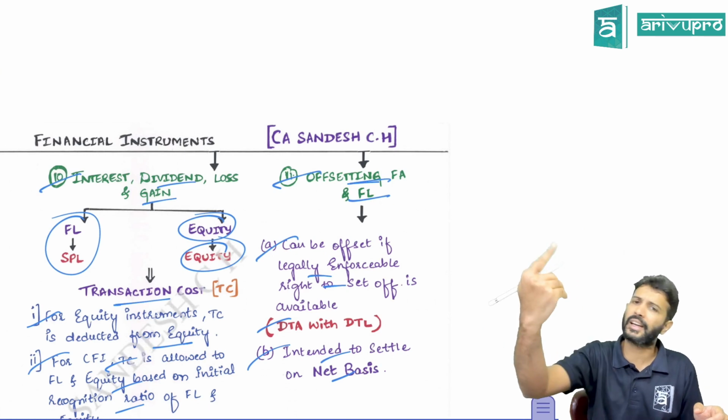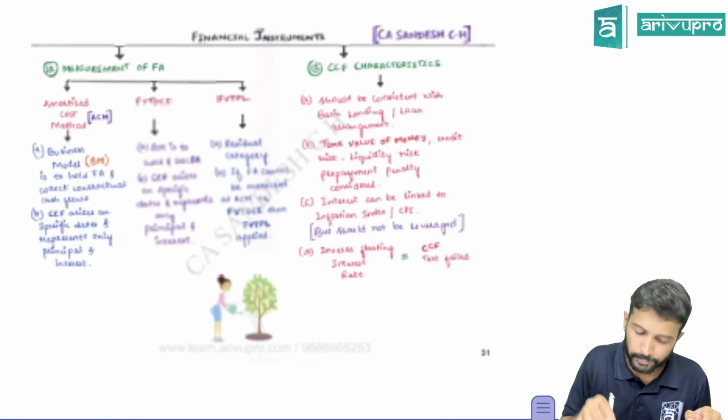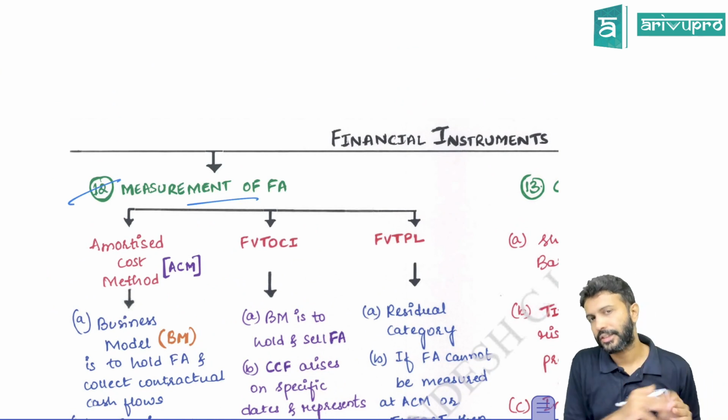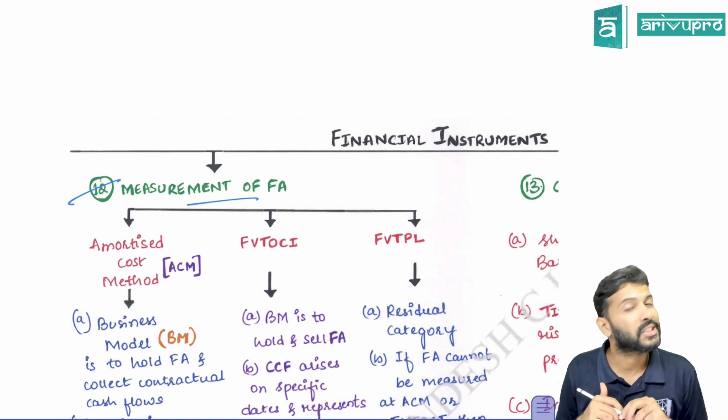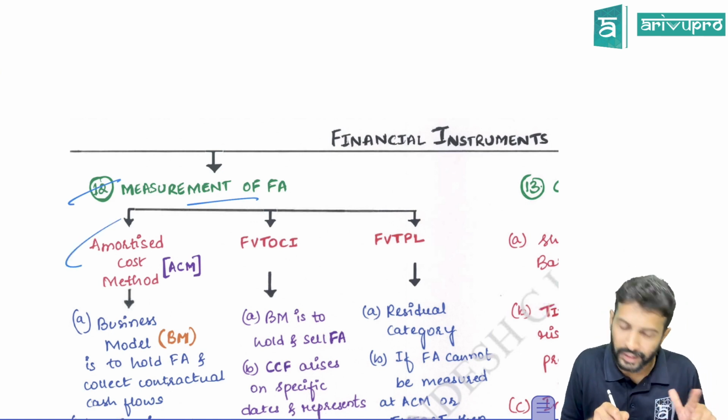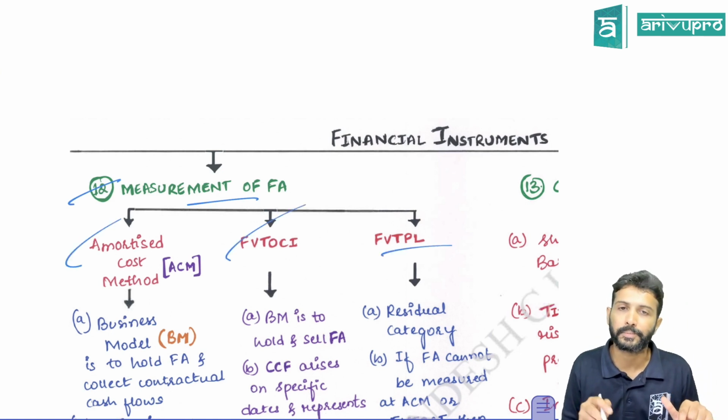10 lakh minus 9 lakh, which will be 1 lakh rupees, like that. Okay, next is financial assets. If you have financial assets, there are three methods using which you can measure them. One is the amortized cost method, ACM method. Another one is the FVT OCI method. Another one is the FVTPL method.